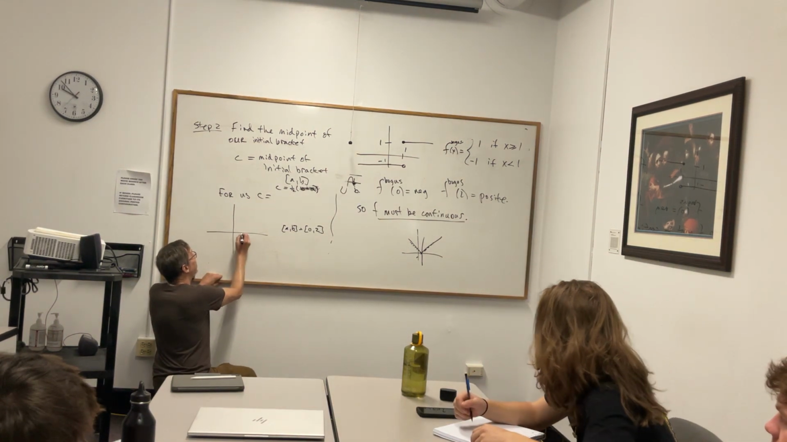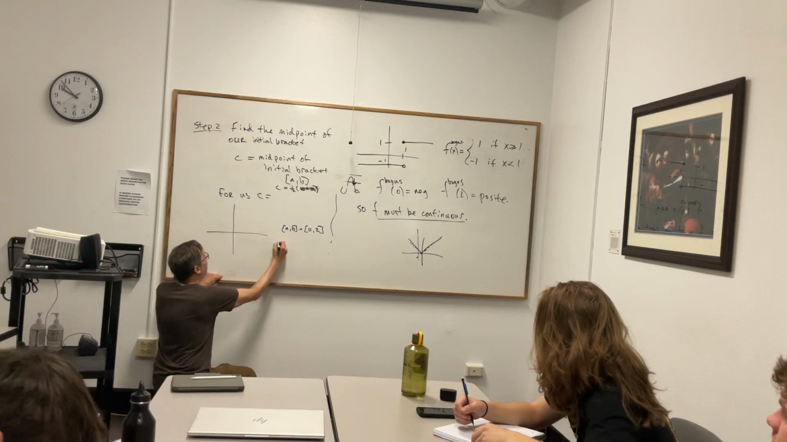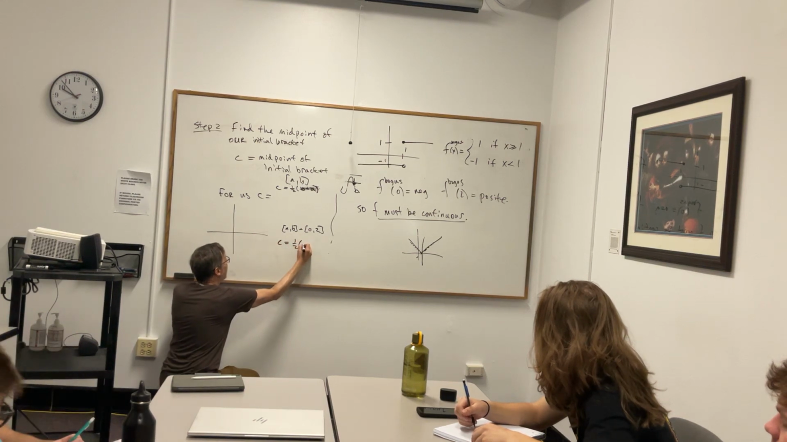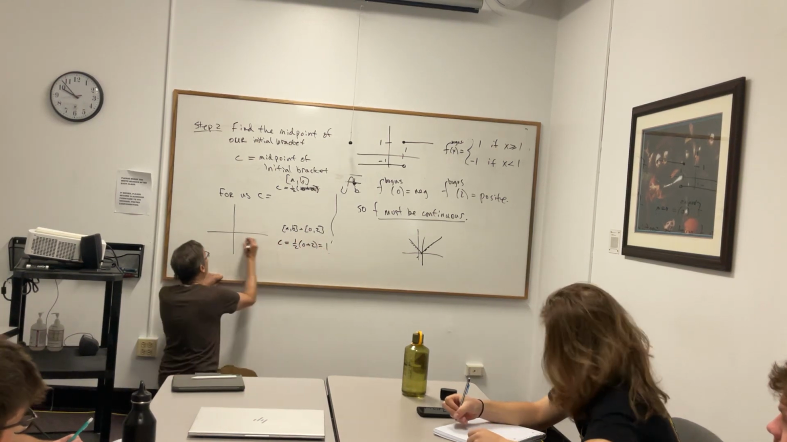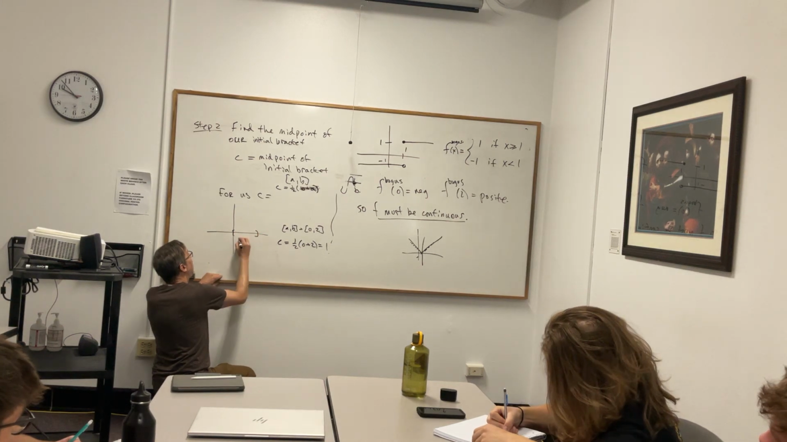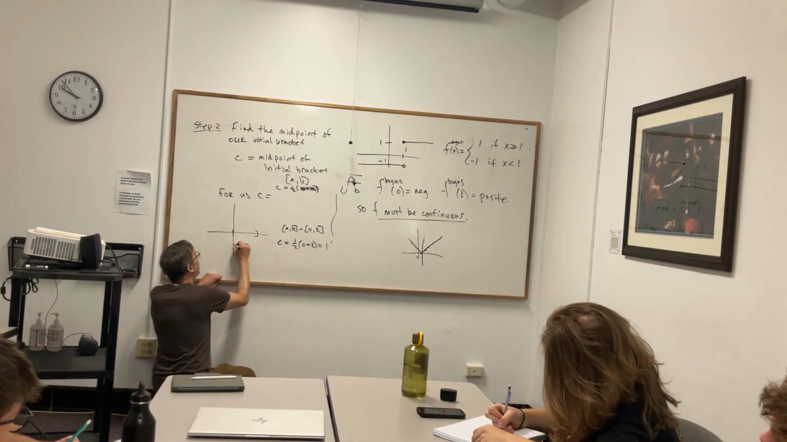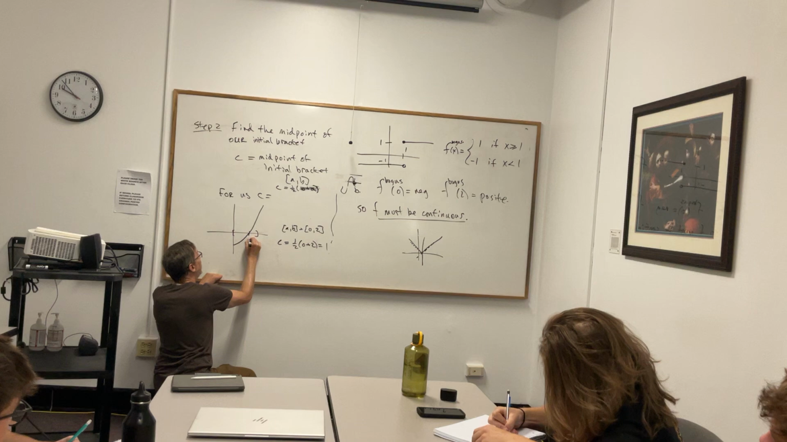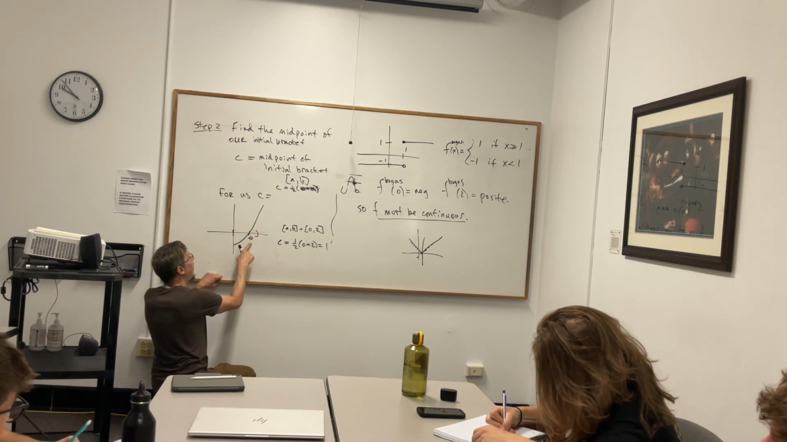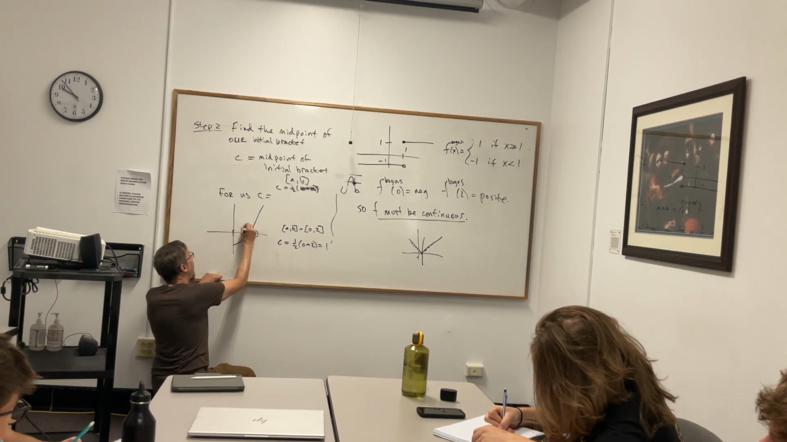So here's our halfway point. C is 1/2 of 0 plus 2, we get 1. Let me draw my function out again, like that. And there's the prize, square root of 3. And here's the midpoint 1.